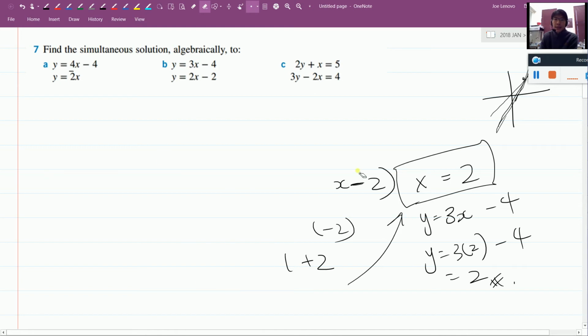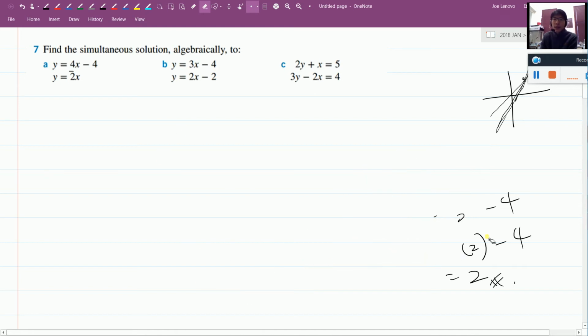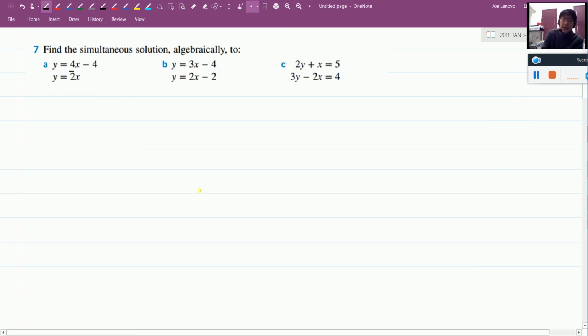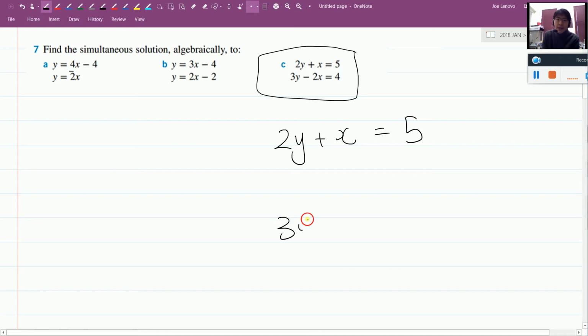And you can see the last one, C: 2y minus x equals 5, and you have 3y minus 2x equals 4. As this is not a slope and intercept form, we will think of a way to cancel one of the variables. It could be x or it could be y. 2y plus x equals 5, and 3y minus 2x equals 4.